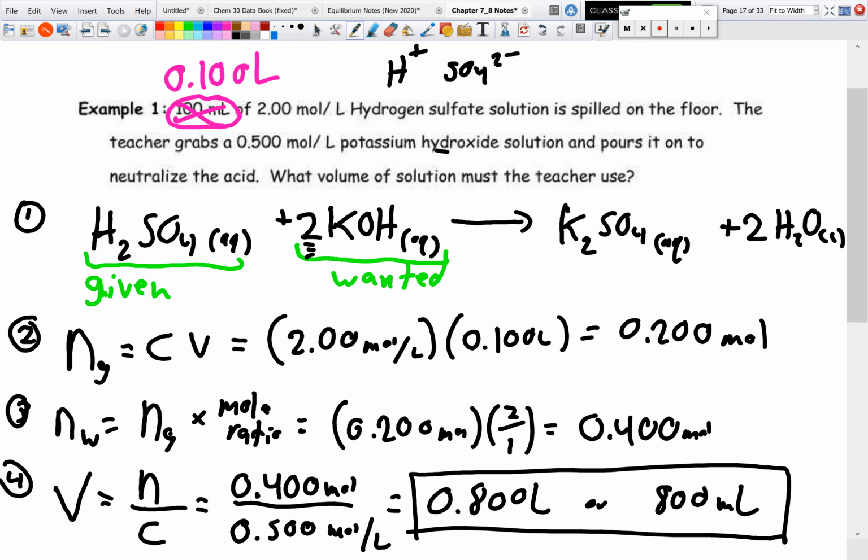Now, if you've been keeping up on the workbook and a lot of the stoichiometries, you'll notice that this is getting very similar between all of them. And that is true. A lot of the stoichiometries are like that. The only difference are the equations we use based on step number 2, so getting the number of moles of our given, and step number 4, solving the question.